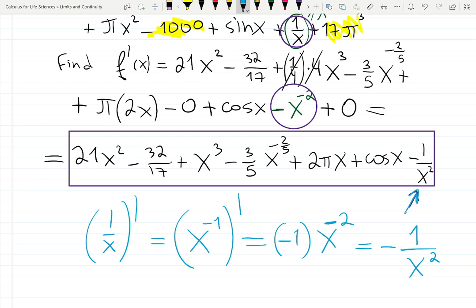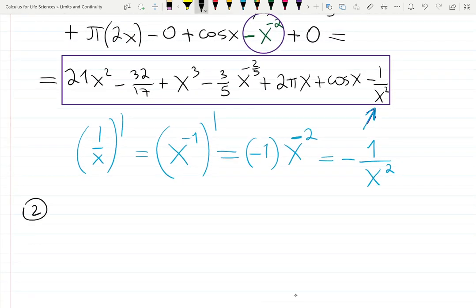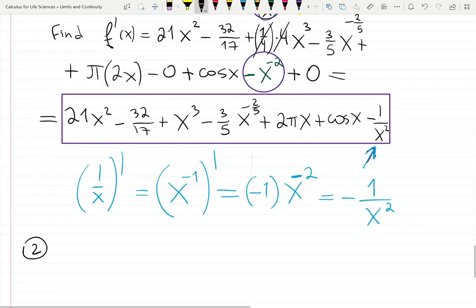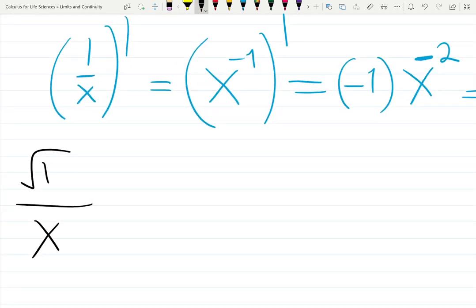So this was good. Now, one more confusing thing for students is this example. Example 2, let's call this one 1. How about if there's a constant at the top, like so, square root of 13, that is not b, that's 13, over x cubed.